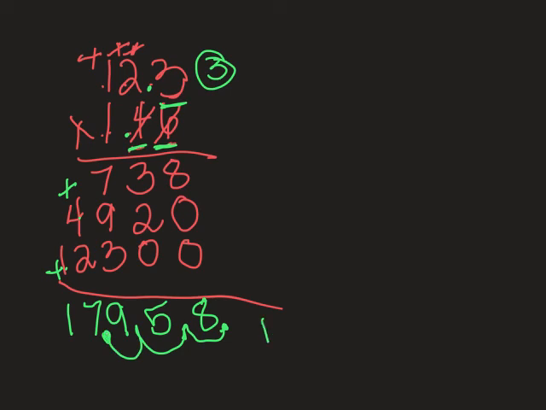So then I'm going to have the answer 17.958. And that's going to be my product from multiplying 12.3 times 1.46.